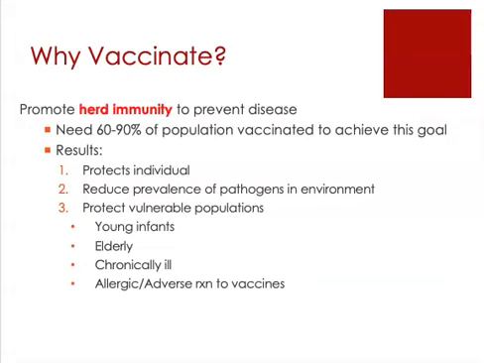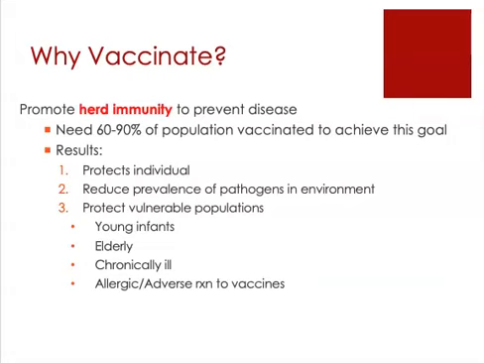Herd immunity will protect individuals, yes. But herd immunity will also reduce the prevalence of that pathogen in the environment. It will literally reduce the amounts of that pathogenic microbe in the environment. And third, and perhaps most importantly, herd immunity will protect vulnerable members of a herd or a population. And by vulnerable, I mean people who either can't be vaccinated or can't respond to a vaccine.